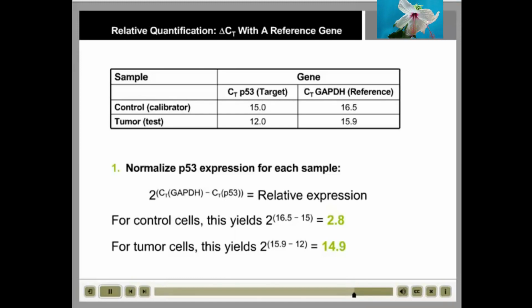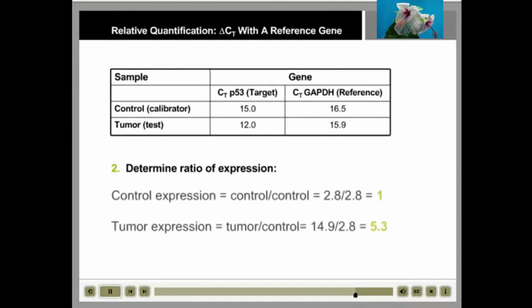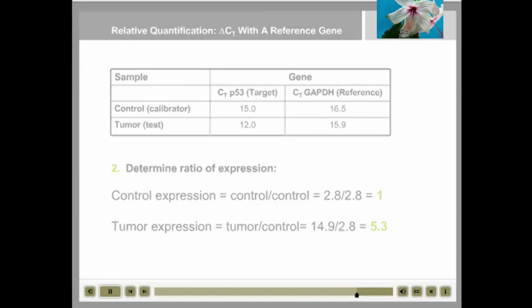At first, these values appear to be very different to those we determined using the Livak method. However, a quick evaluation of the ratio between the two sample types reveals that the two methods generate the same results.